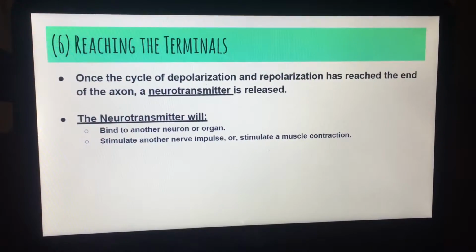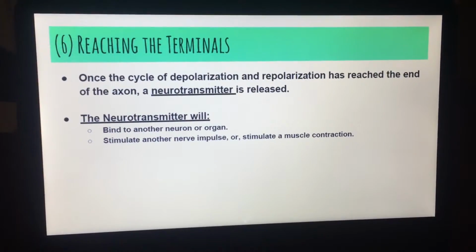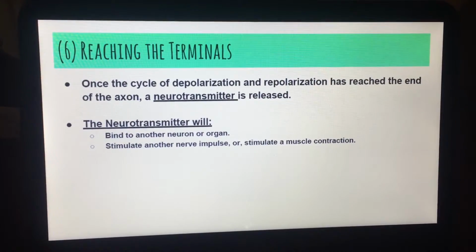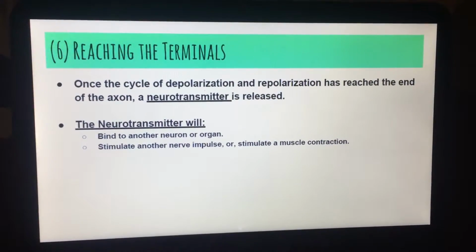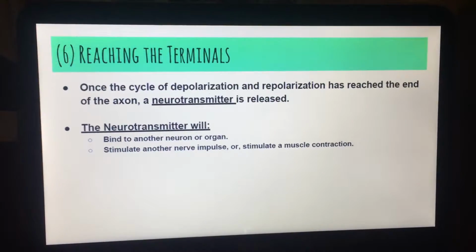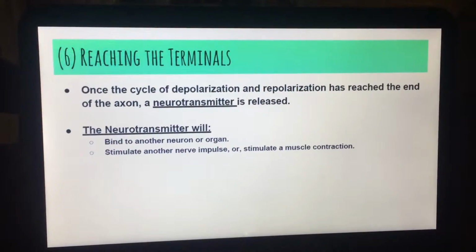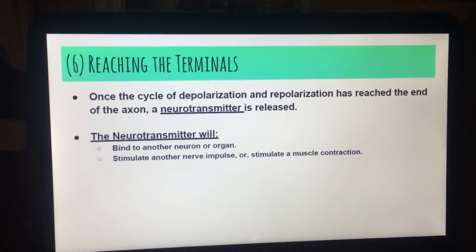This neurotransmitter is a special chemical that's going to bind to either the next neuron that's close to it or an organ, depending on how things are set up. That chemical neurotransmitter then will stimulate another nerve impulse, or it'll stimulate a muscle contraction. And again, that's just specific to whether it shares a junction with a neuron or a junction with an organ.